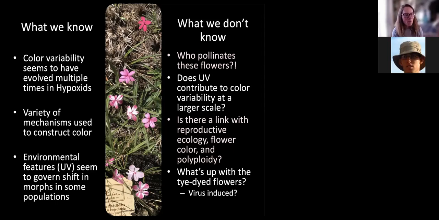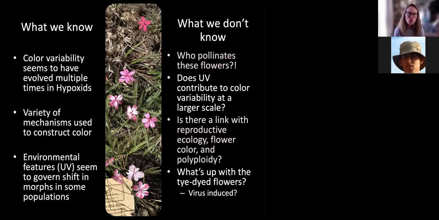Then I'm relatively convinced that UV seems to govern the shift in morphs in some of our populations, and I think UV likely has a larger role in color variability at a broader scale. What we still don't know is who pollinates these flowers, and hopefully we will find that out in the next field season or so.